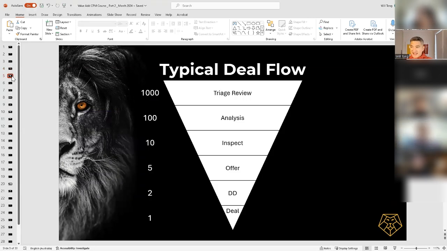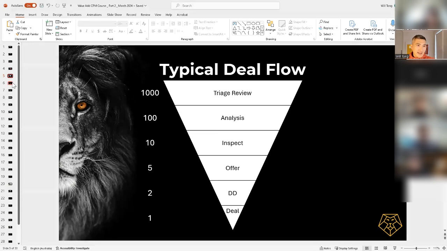So just a quick recap of session 1. We talked about the deal flow triangle. In order for you to get that one deal that's going to make you hundreds of thousands or millions of dollars, and this is speaking from experience, you have to start off with probably triaging 1,000 properties. We went through that during the first session, so I'm not going to go into detail.